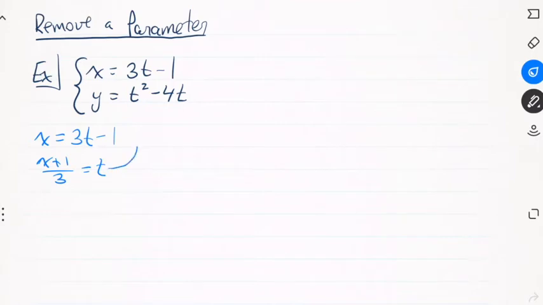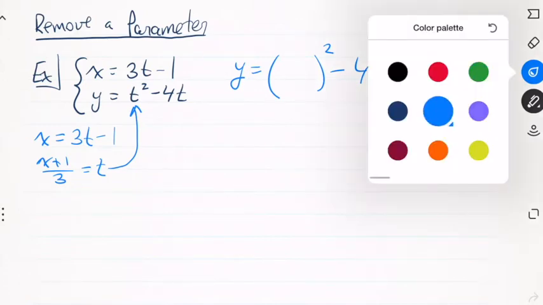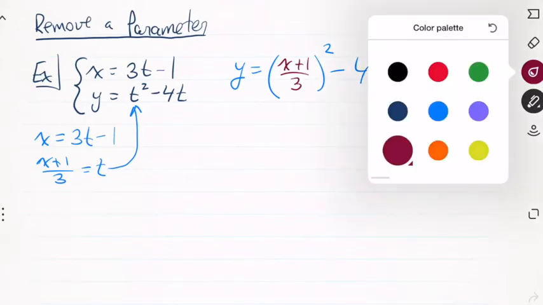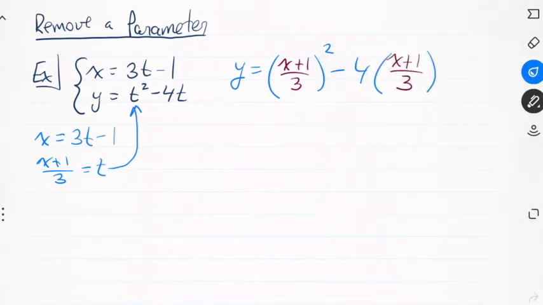And then we're going to substitute that into the other equation. So we're going to get out of that y equals something squared minus 4 times something. And that something happens to be x plus 1 all over 3. Okay. So we just have to expand this out and see what's going on.